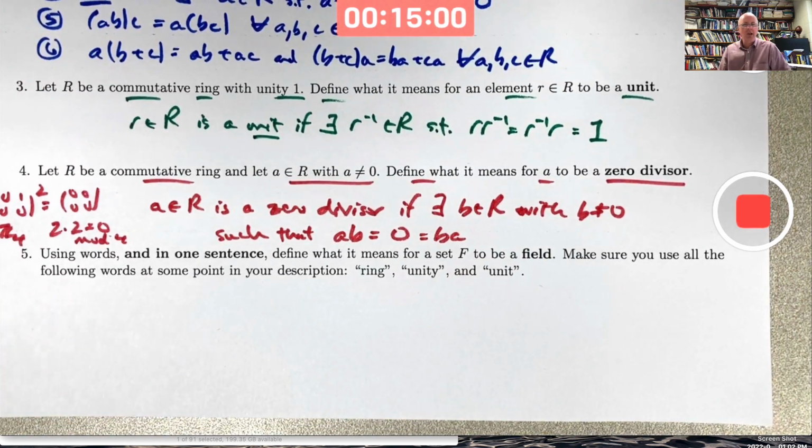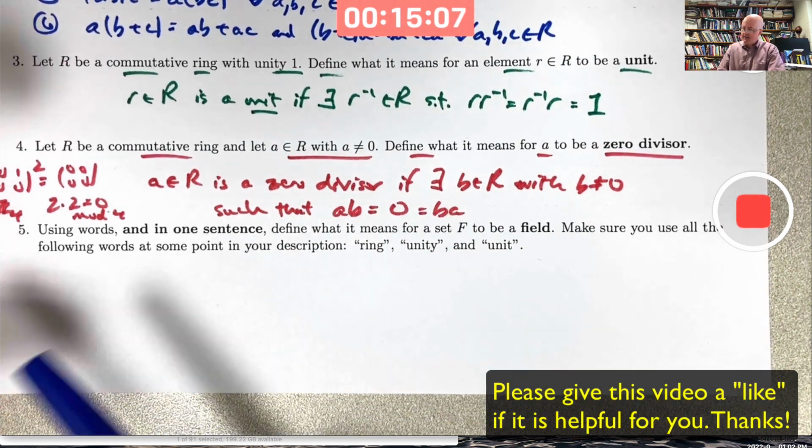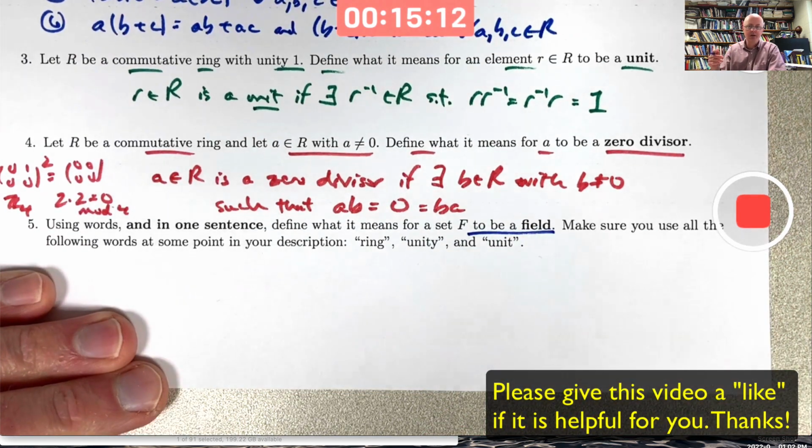We don't like zero divisors, you might say, again. Number 5, using words and in one sentence, define what it means for a set F to be a field. I also could have put a problem in here to define what it means to be an integral domain. I'll go ahead and say what an integral domain is as a bonus here. An integral domain is a commutative ring with unity in which there are no zero divisors.